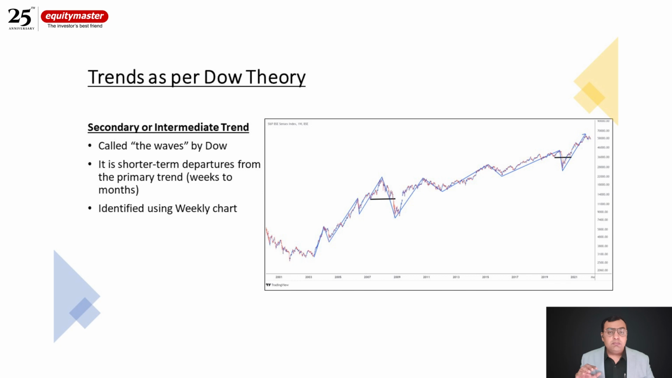Similarly, in 2020, if you see the black lines, the higher low structure was broken down with the black line, and the previous low being breached, and we saw a sharp correction. So that's the weekly scale you can look at.